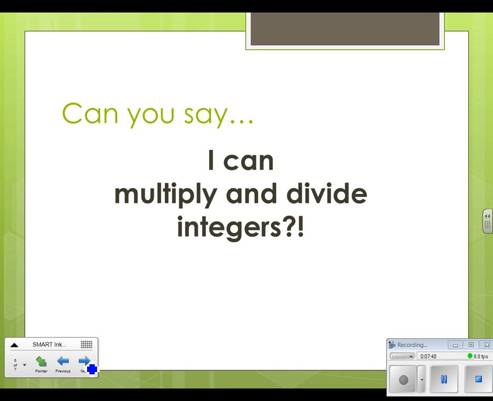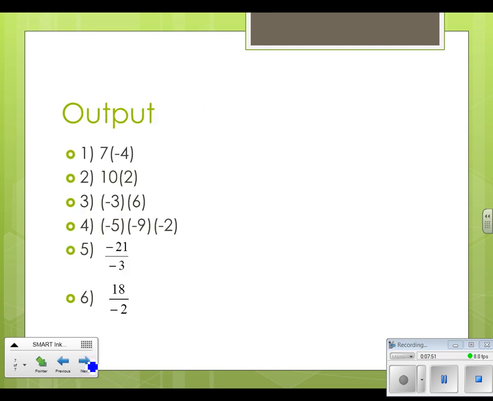Can you say I can multiply and divide integers? Here's your output to complete. Be ready with questions for class time.